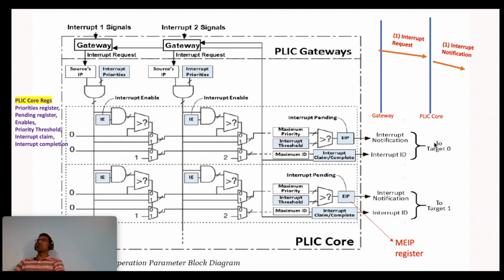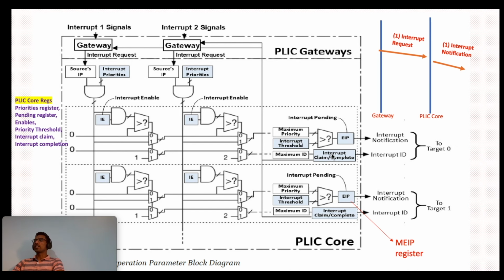Since PLIC core is memory mapped, you need a register for priorities, so that's what is listed here. There should be a register to set the priority for each source, and a register to enable the interrupt, that's what this enables. And then the priority threshold here is the threshold beyond which the interrupts can be forwarded or notified to this particular target.